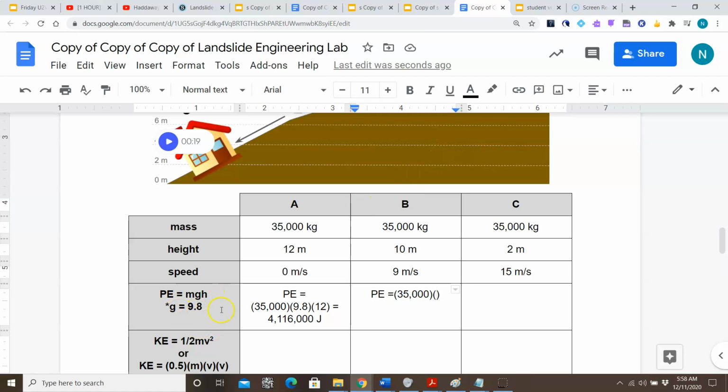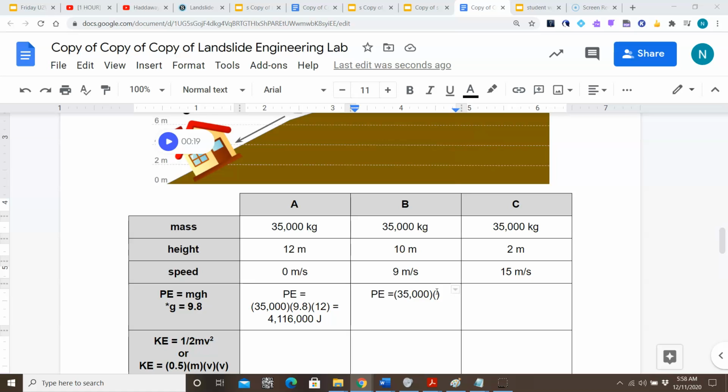Says it right here. G is always equal to... no one? You're doing the last one on your own.